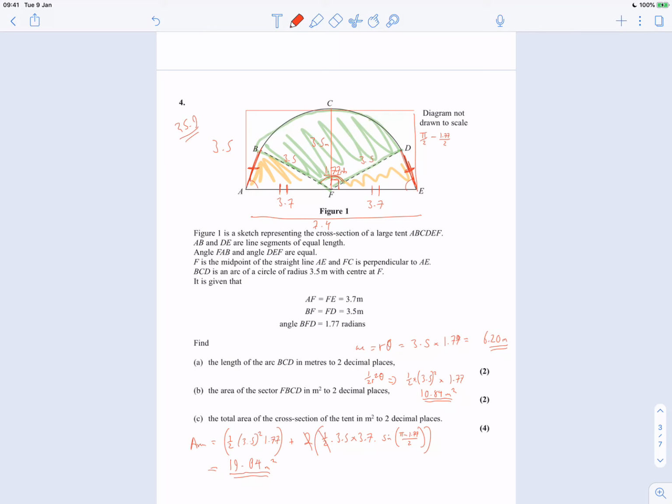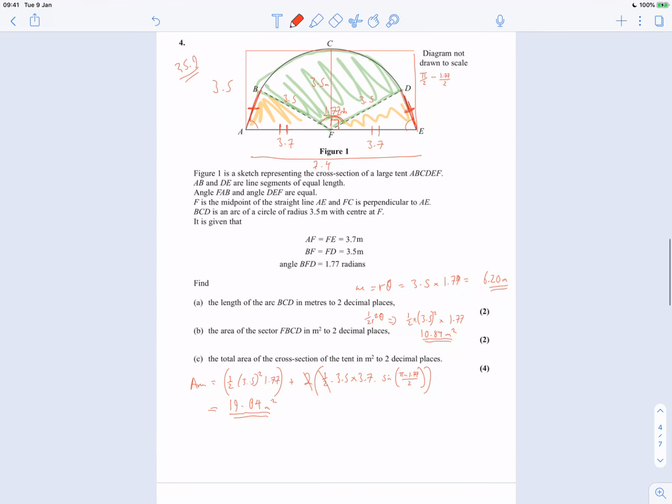So I know my answer has to be lower than 25.9 because the tent is clearly smaller than that rectangle. 19.04 seems legit. I've done all my calculations properly. So yeah, I'll take it. That seems legit to me.